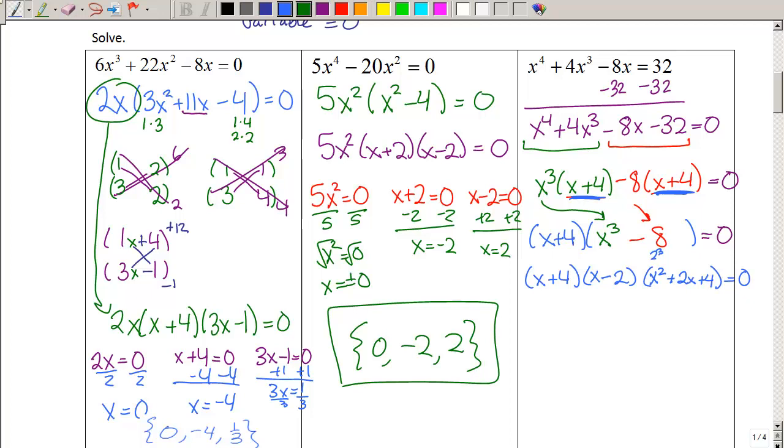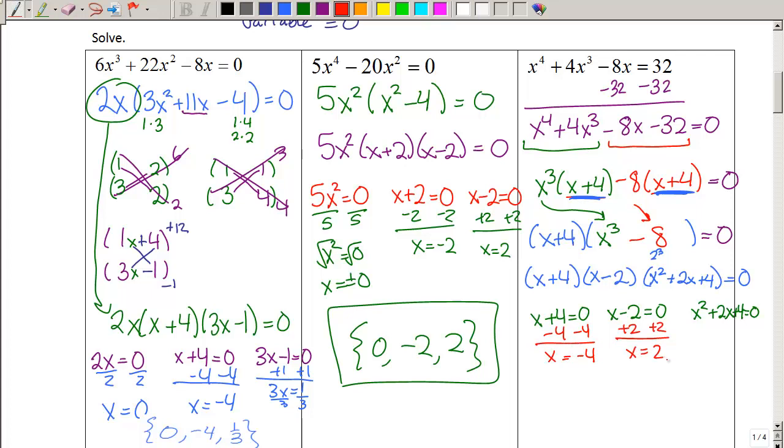And now each of these factors are completely factored. Each one of the factors are what we call prime. So I set each of the factors equal to 0 in order to solve. The first two are linear, and I can get my solution with some simple operations. So I'm getting -4 and 2.